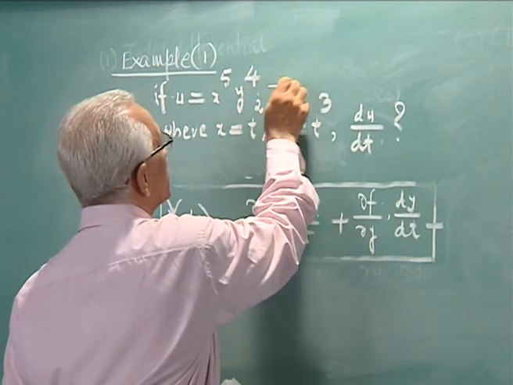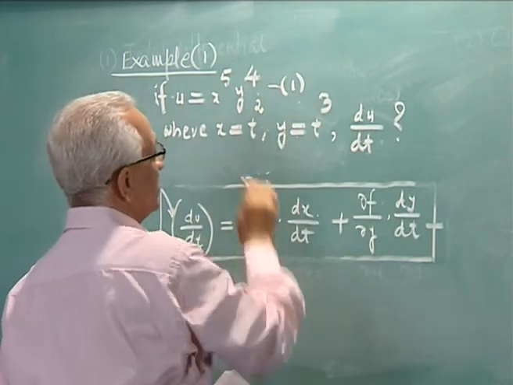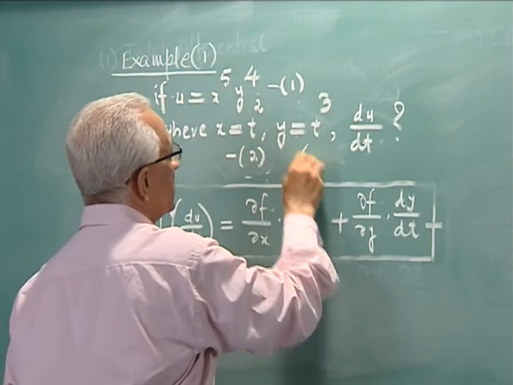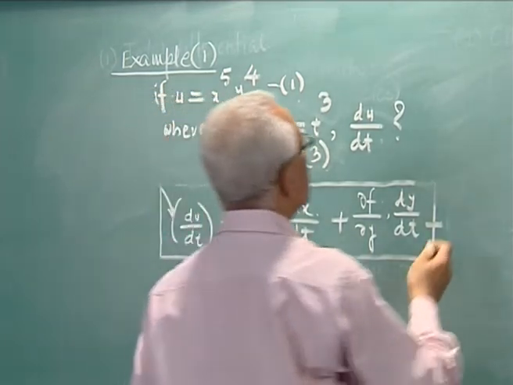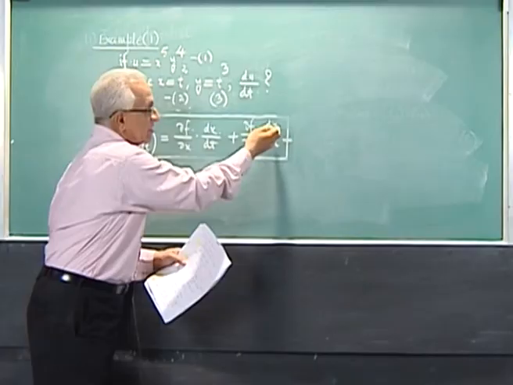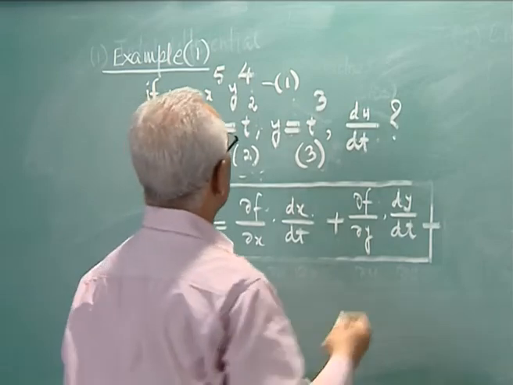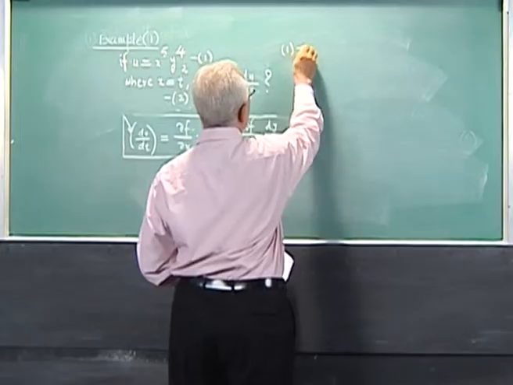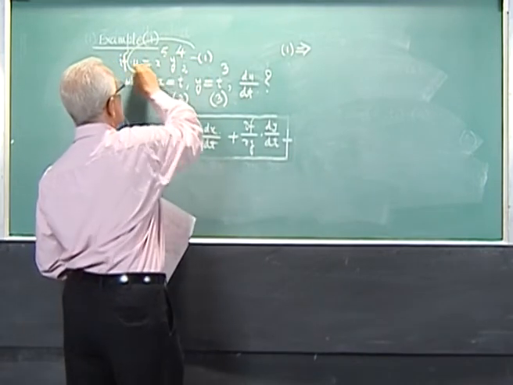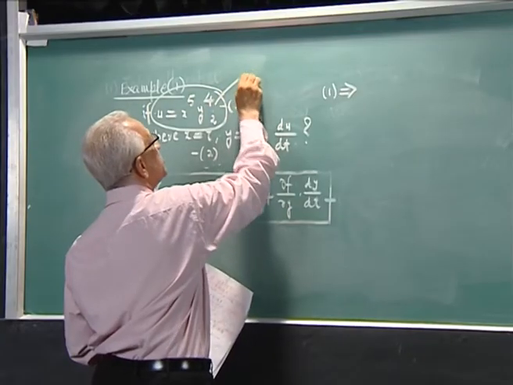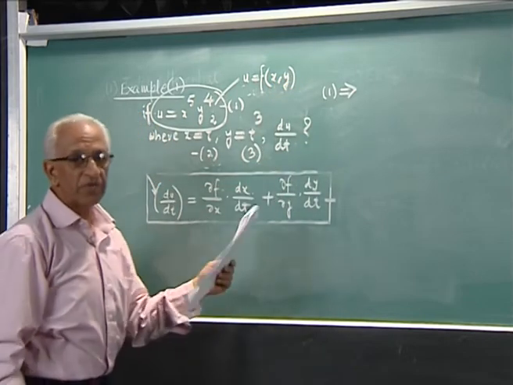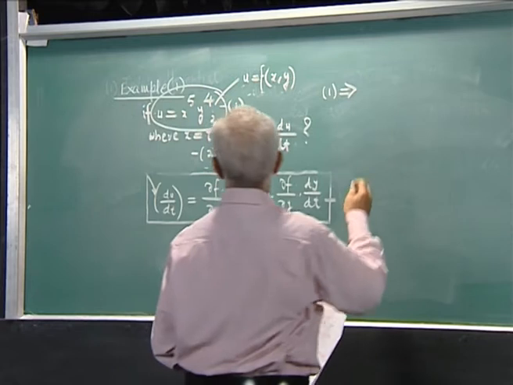I will mark it as equation 1. I will mark these two as equation 2 and equation 3. So, let me find du dx, du dy, and dx dt, dy dt as total derivatives. So, we start from 1. Number 1 implies, remember that u is a function of x and y, because right from the beginning we are doing functions of more than one variable.